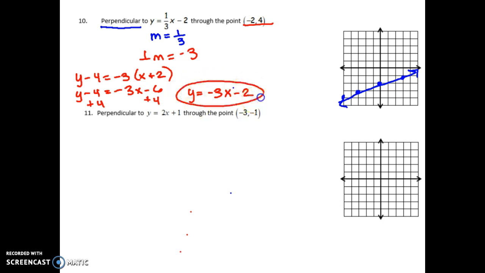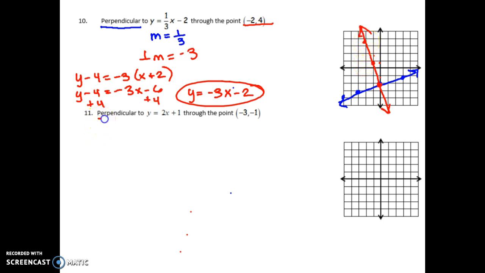Okay, so when I graph this, my y-intercept is negative 2. My slope is negative 3. Rise 3: 1, 2, 3, into the left 1. Rise 3, into the left 1. So when I graph this, I'll get my perpendicular line. And if you notice, it's going to go through the point negative 2, 4.